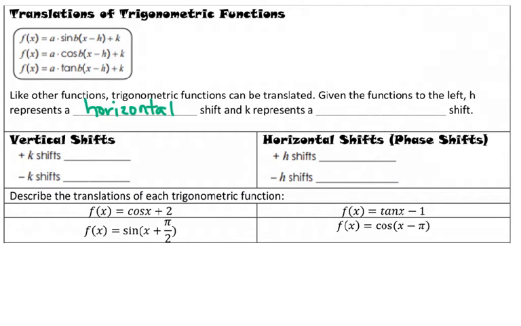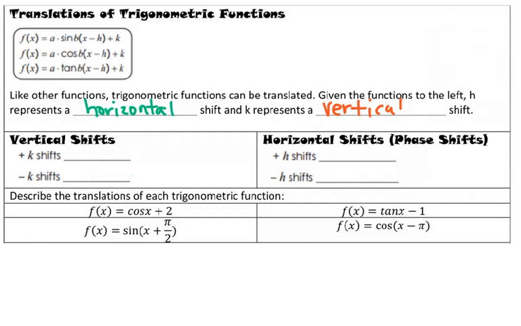Okay, when I'm talking about k in those formulas, that's your vertical shift. So that's your up or down. So that's the number at the very end. So if there's a number at the very end, outside of the parentheses, then your function has either moved up or down. And here's how you can tell. If k, which is at the very end, if k is positive, then that's a vertical shift up. If k is negative, that's a vertical shift down.